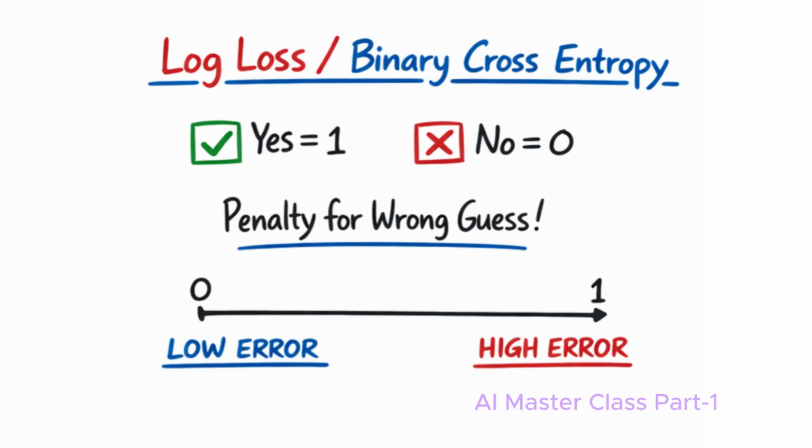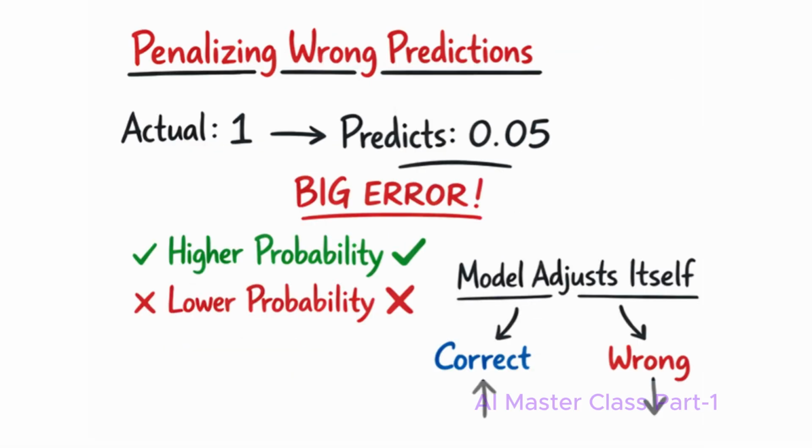So, this cost function heavily penalizes the wrong predictions. For example, if the value is 1, but the model predicts a probability close to 0, then the error becomes very high. So the model learns to adjust itself in a way that correct predictions get higher probabilities and wrong predictions get lower probabilities. Now, how do we minimize this error?